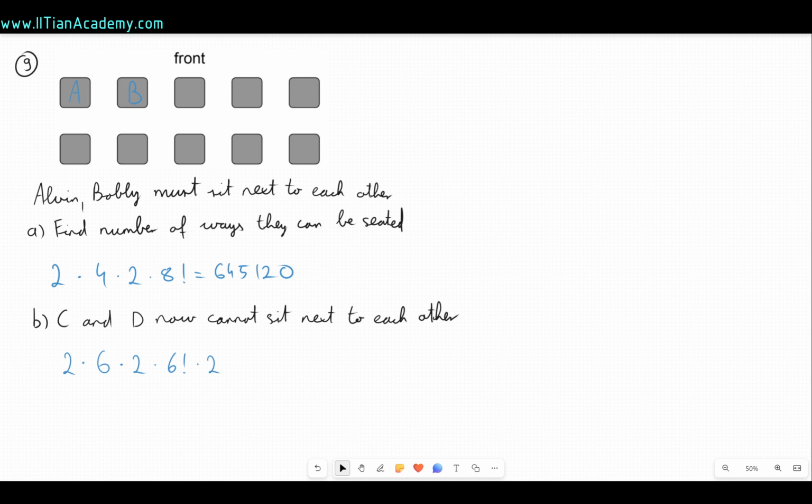And again, we have 2 rows. A and B can also sit here. That would be an identical case. So this will be 34,560.